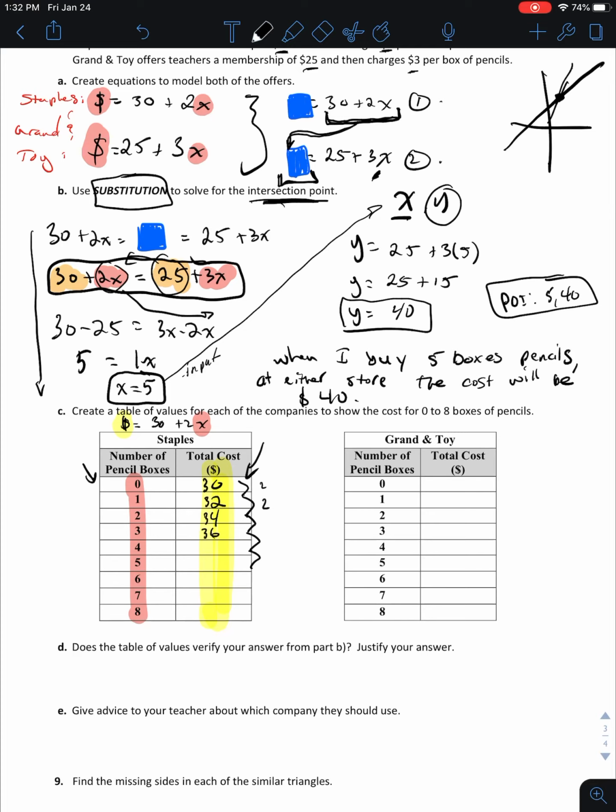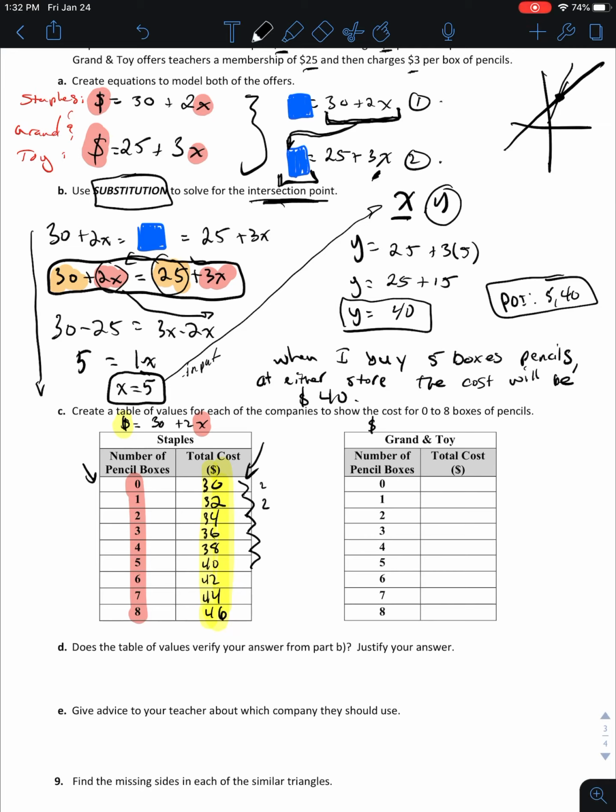You know what the rate of change is, or the slope. We can just increase the whole way down by 2. So, 36, 38, 40, 42, 44, and 46, right?